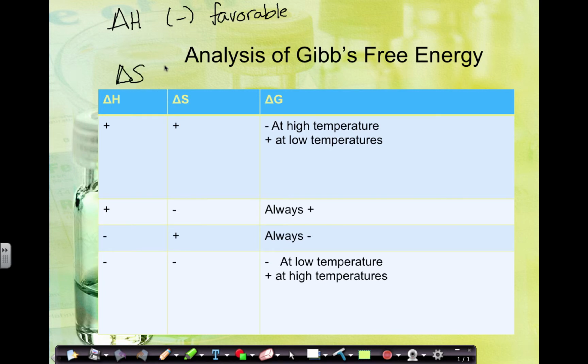So in chemistry, the universe is always increasing its disorder. So whenever we have a reaction that creates more disorder, that is favorable. So when delta S, remember S is for entropy, which is disorder, is positive, that is favorable.